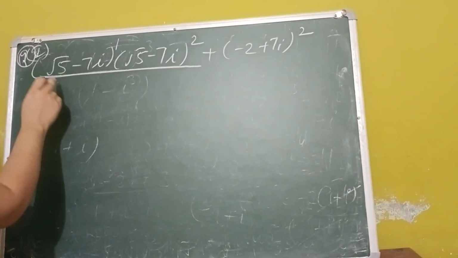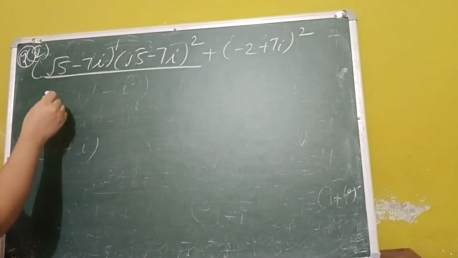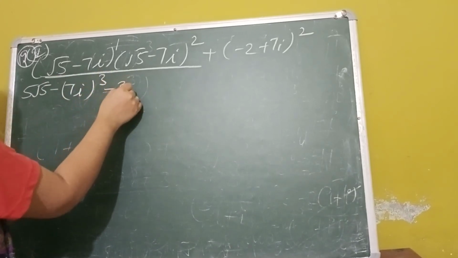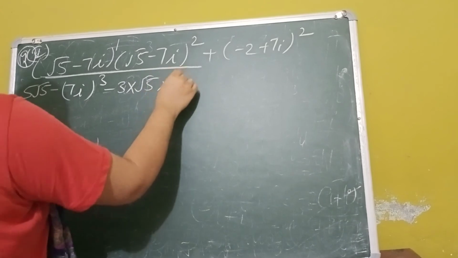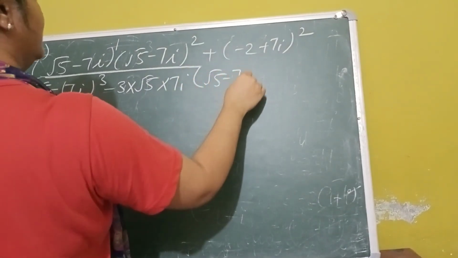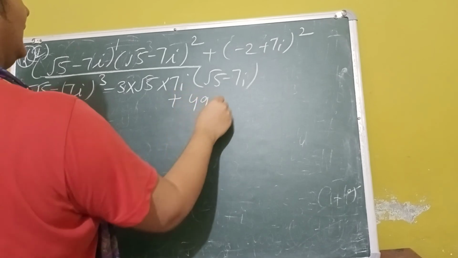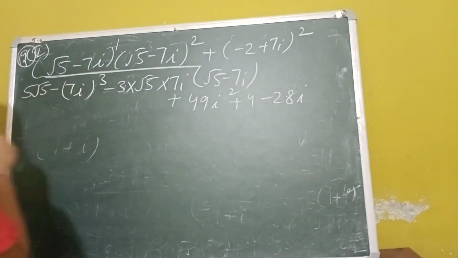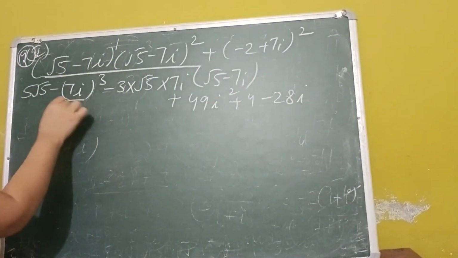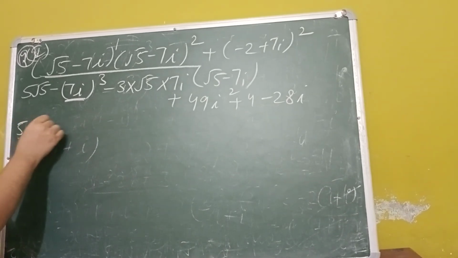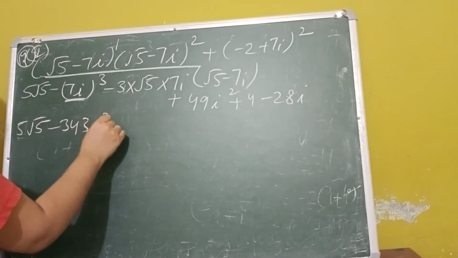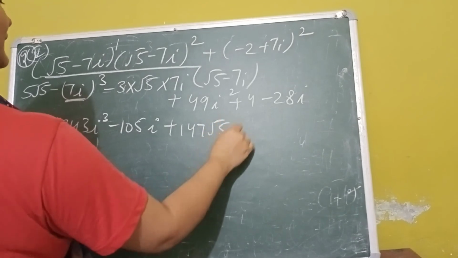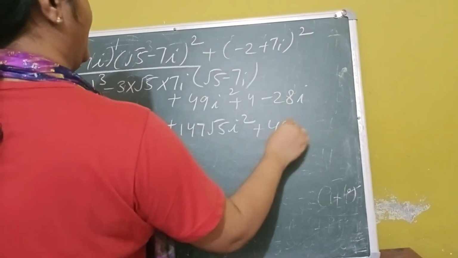So I am solving it in a way: a cube minus b cube minus 3ab (a minus b). So it will be a cube, 5 under root 5, minus 7i cube, minus 3 into under root 5 into 7i, minus (under root 5 minus 7i), plus 49i square, (a minus b) whole square, plus 4 minus 28i. After solving it, what it will be: 343i cube. So it's 5 under root 5 minus 343i cube minus 105i plus 147 under root 5 i square plus 49i square plus 4 minus 28i.